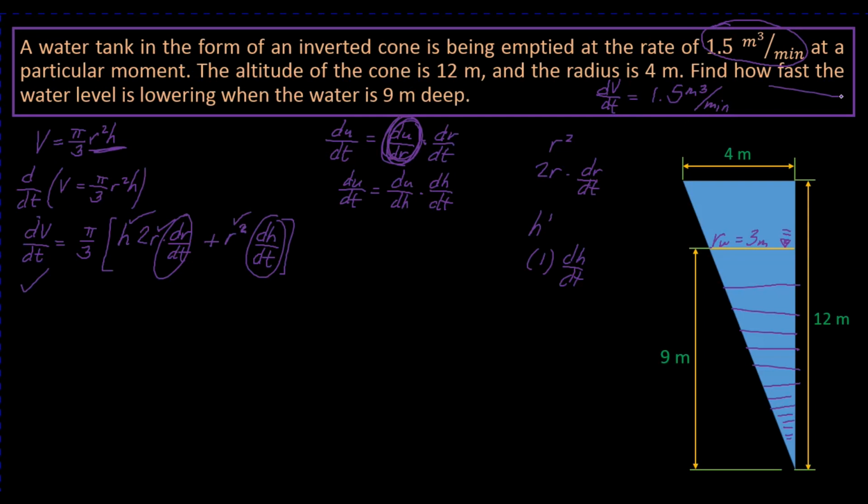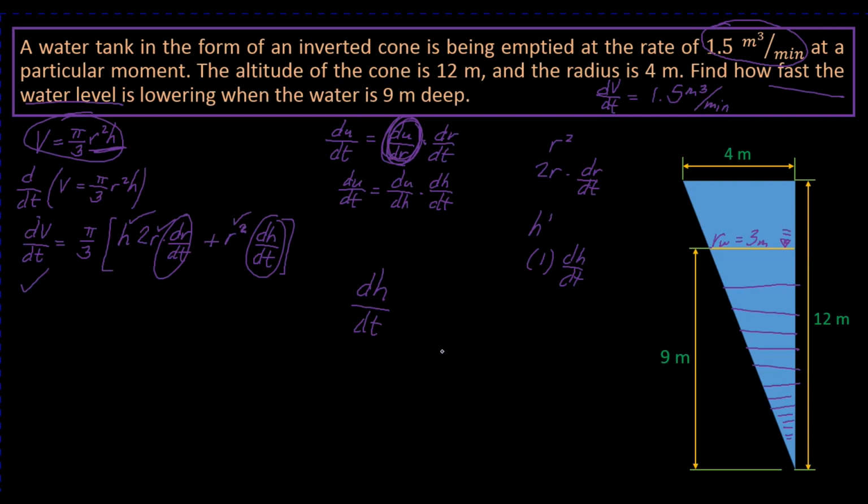How fast the water level is changing when the water is 9 meters deep. So that is dh over dt. We can simplify this equation by relating volume to height. That means we can remove r. What do I mean? I said similar triangles, right?